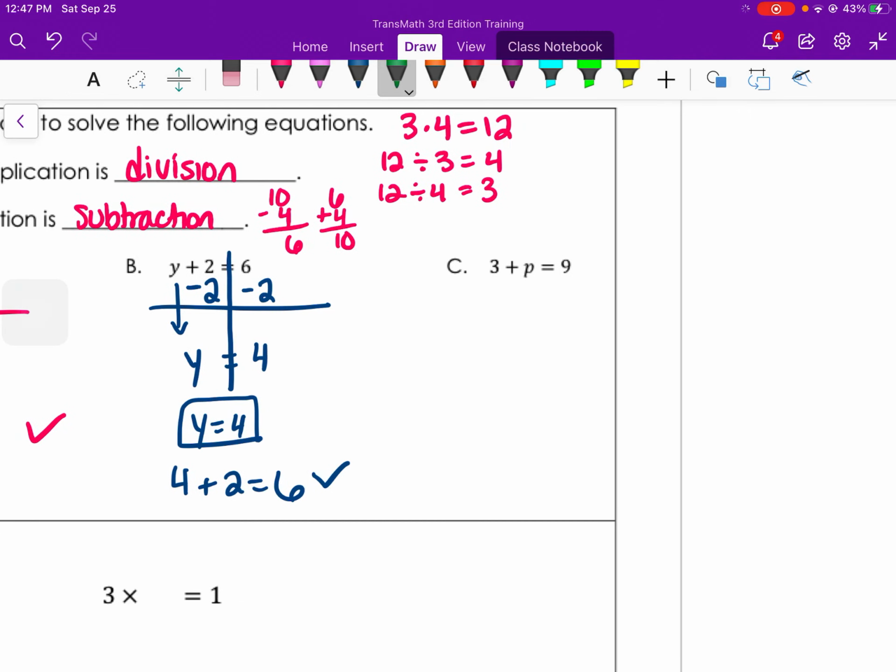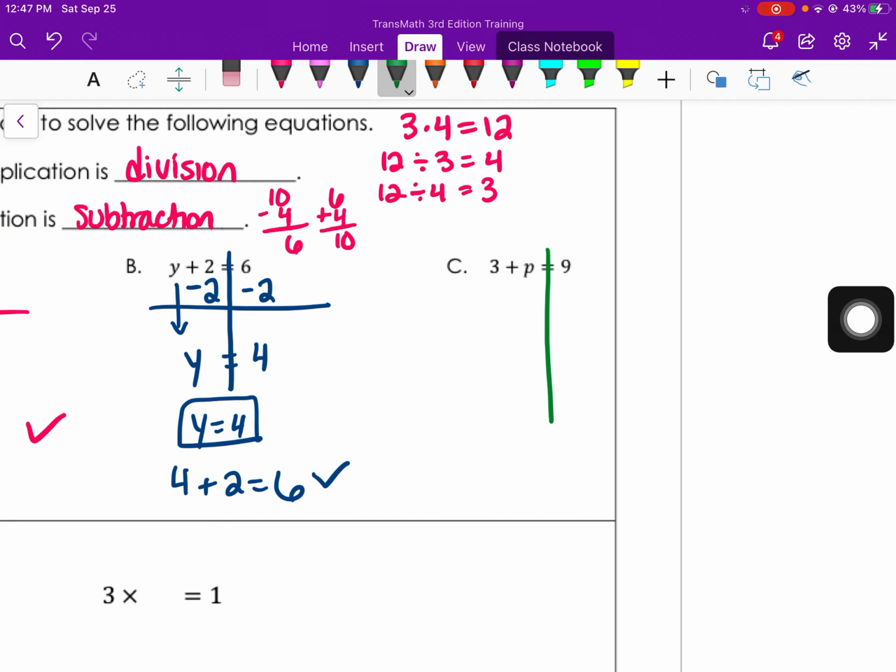Sometimes the equations are just written in a little bit different order. So here's an example of that. Instead of y plus 2 or p plus 3, we have 3 plus p. Our goal still is to get the variable by itself. So we have a +3, and it's being added to a p. So these are two separate terms. And anytime you have two separate terms, you're going to use addition or subtraction to move that term to the other side, or to get rid of it on one side.